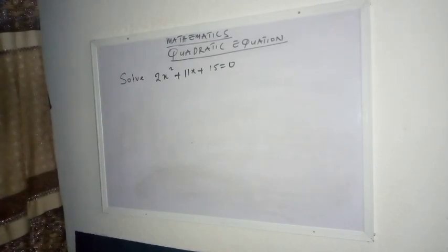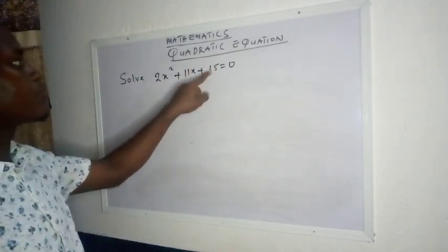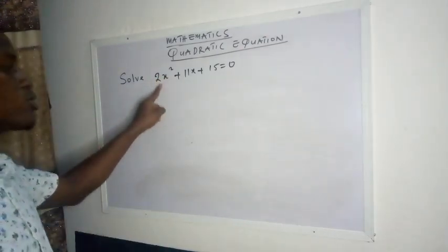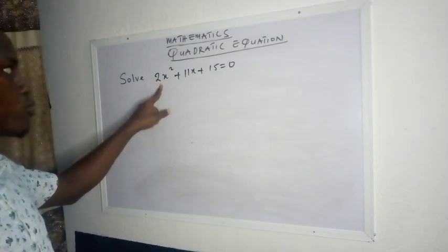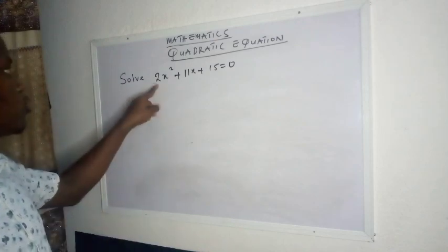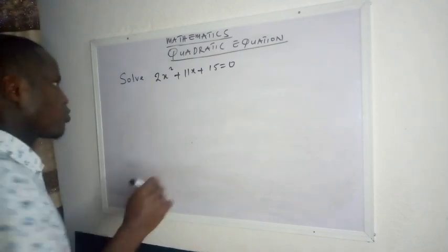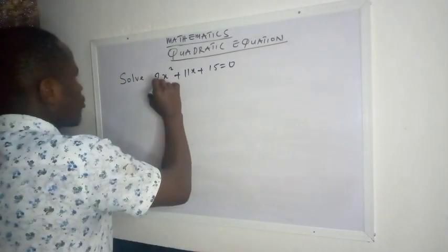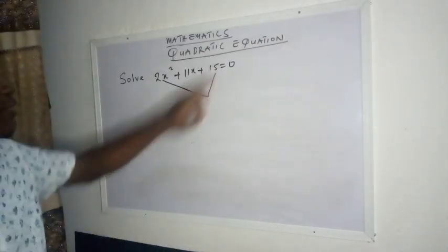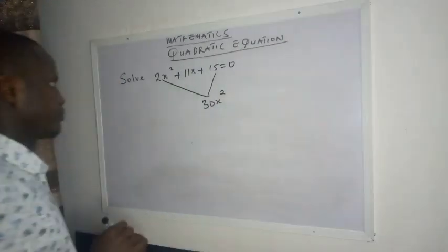Okay, now the next example, we are asked to solve 2x squared plus 11x plus 15 equal to 0. Now if you observe, the coefficient of x squared is not 1, so a new approach will have to be used. Now look at the first step. I'm going to multiply this term with this term. 2x squared times 15 gives me 30x squared.